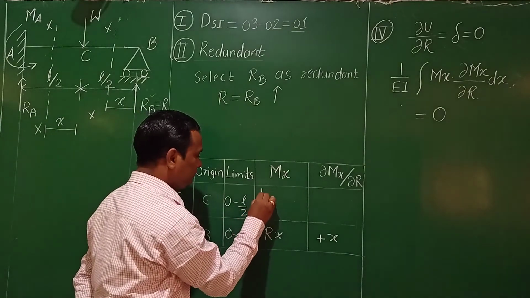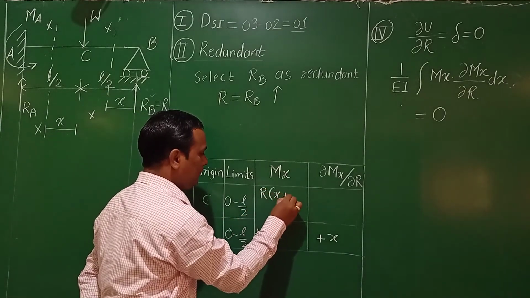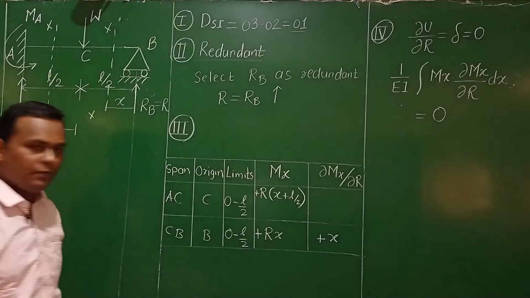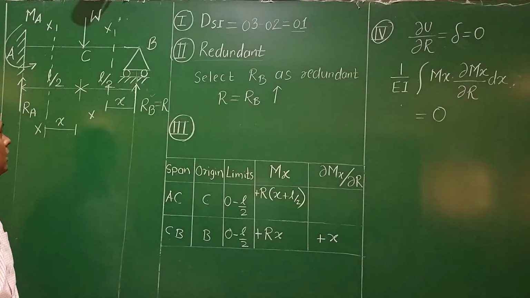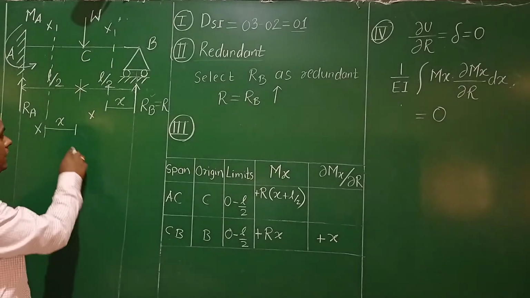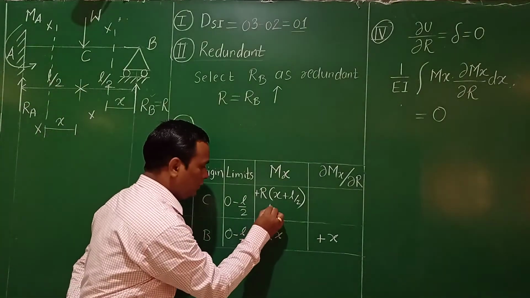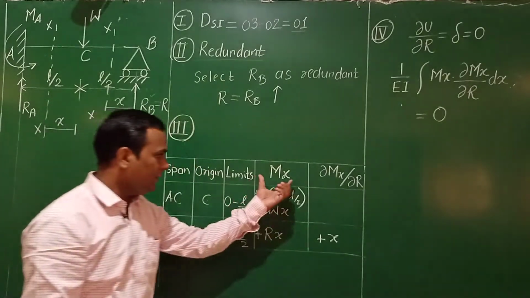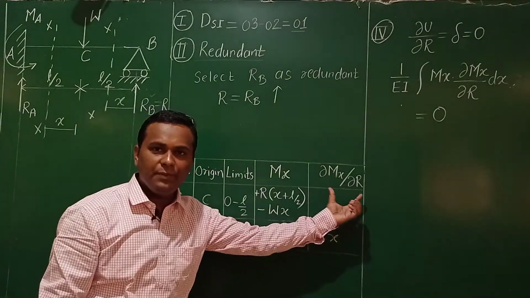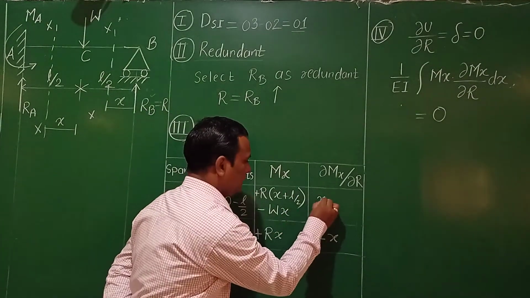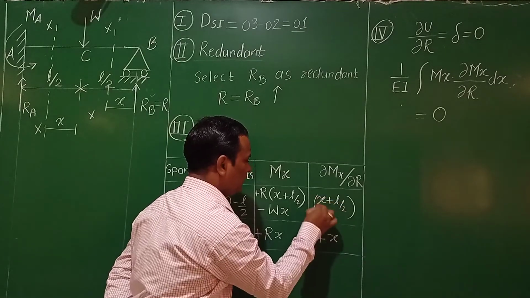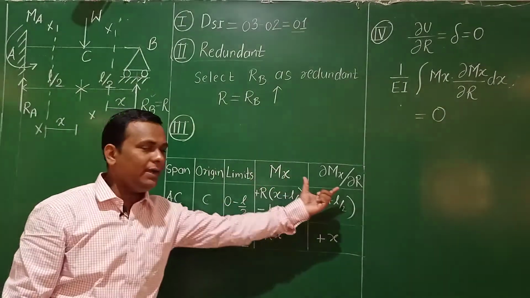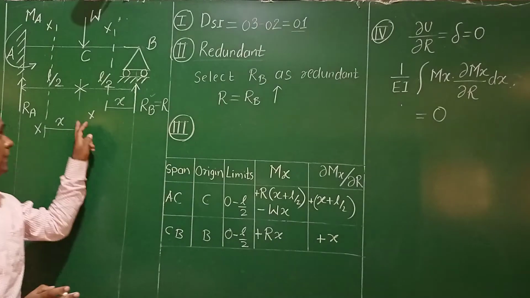So R into x plus L by 2. It is creating sagging bending, so plus R into x plus L by 2, and the bending moment of this W into x will be creating hogging bending, hence minus. Now when you take the partial derivative of this equation with respect to the redundant, here we get it as x plus L by 2. So this is the way to calculate Mx and dMx by dR separately for span CB and for span AC.